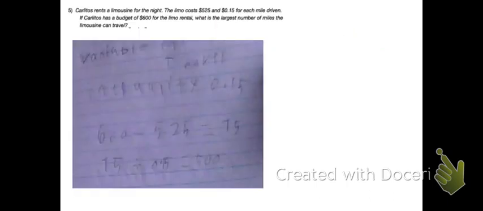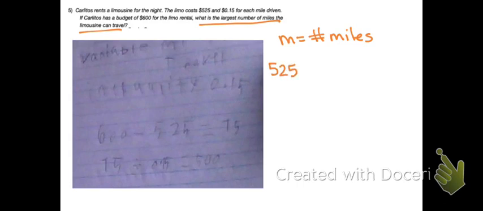And again, this one, you got the right answer, the 500 there, but you didn't write the inequality. So this one, remember, it says the largest number of miles. They want to know the largest number of miles. So the first step is to define the variable. And so let's say M is the number of miles. So the limo costs $525 plus 15 cents per mile.